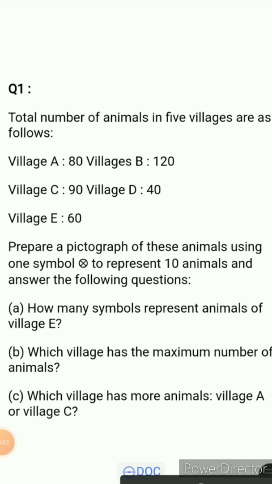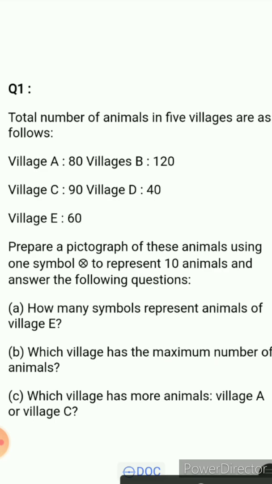Now students, today we will do your next exercise, and that is 9.2. 9.1 we already discussed, and if you want to check it again, then check your description box for exercise 9.1. Now today we will start exercise 9.2, and in this exercise you have only two questions, so it's a very short video. Let's start from question number 1.